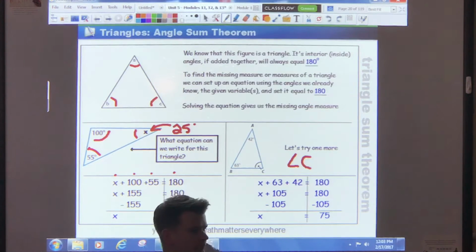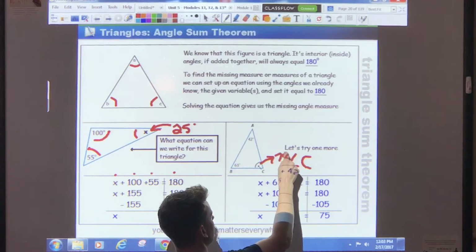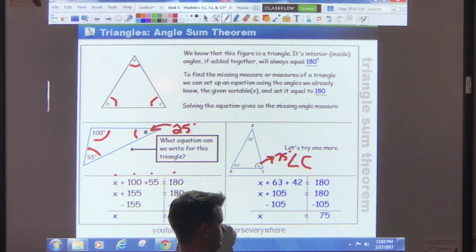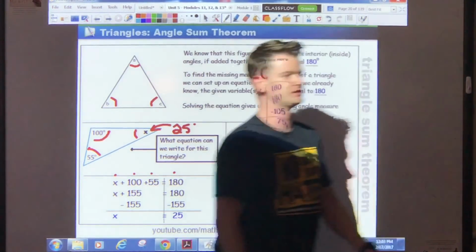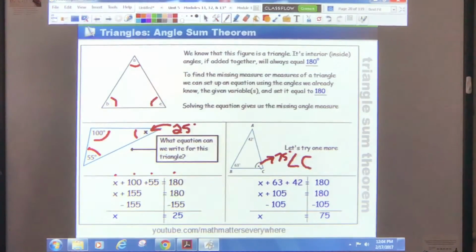75. Boom! X equals 75, and you can self-check this. You can always go back and see, do my angles add up to equal 180? Yes, they do. Any questions on how to find the missing measure of a triangle? Got it. Anybody? Going once, twice.